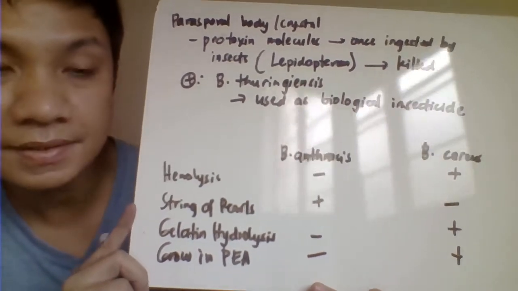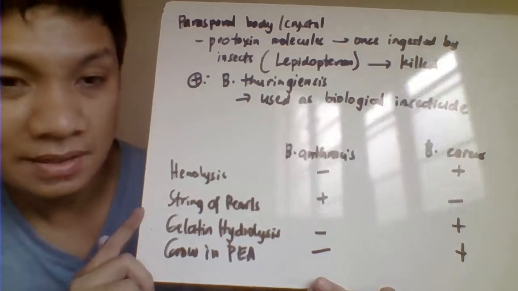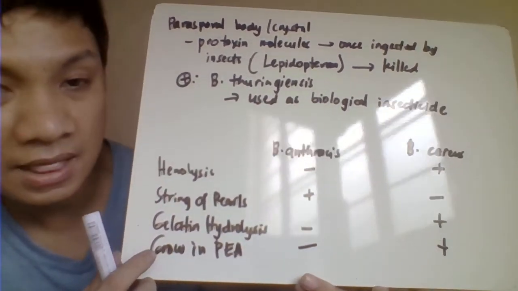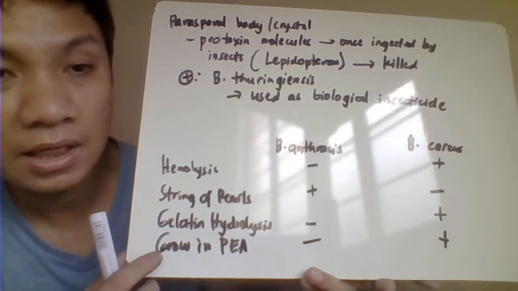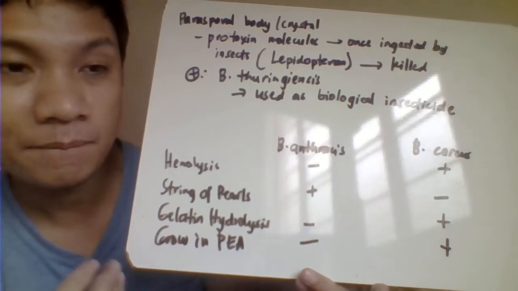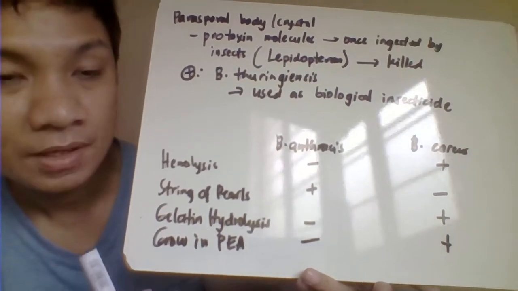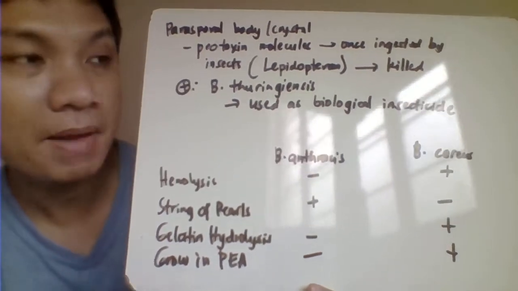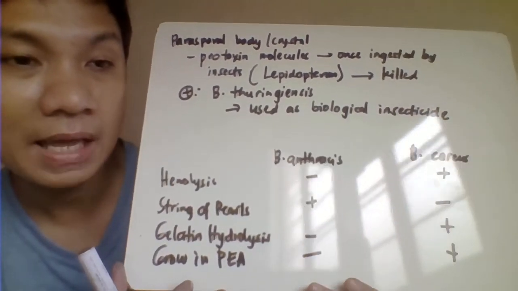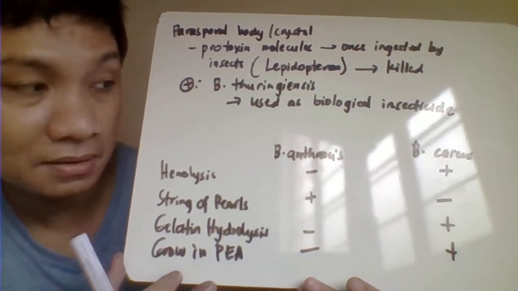This is a special structure considered to be a protoxin that, once ingested by insects, especially lepidopteran insects, becomes toxic inside the body of the insect and kills it. That's why, since only Bacillus thuringiensis has this, we use Bacillus thuringiensis as our agent of biological insecticide. It is used as an insecticide agent.